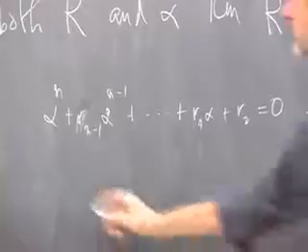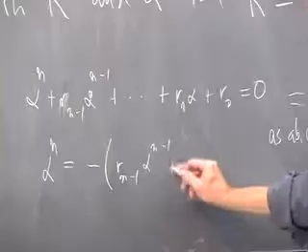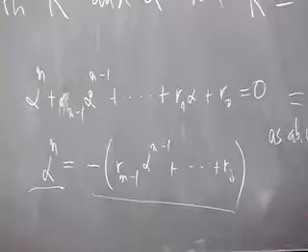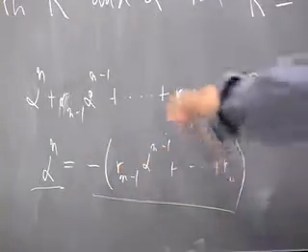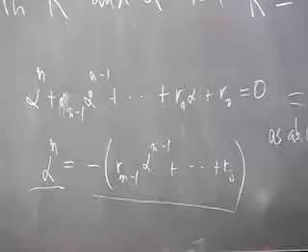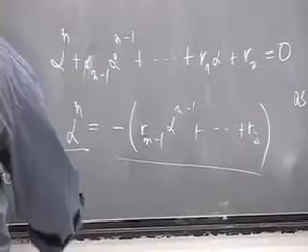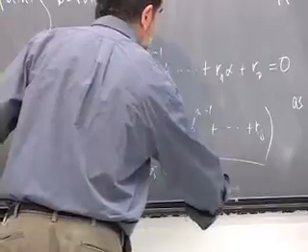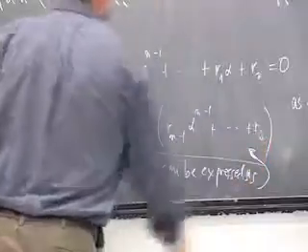Taking all this over to the other side, it says that alpha to the n is minus R_{n-1} alpha to the n minus 1 minus ... minus R0. Consequently, this power of alpha can already be expressed in terms of the lower powers. And likewise, alpha to the n plus 1 can be expressed in terms of alpha to the n down to alpha, and then you re-express alpha to the n in terms of the lower powers. So this and all higher powers can be expressed as a linear combination of the smaller powers.